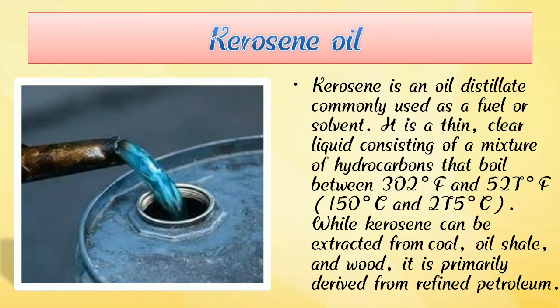Kerosene is an oil distillate commonly used as a fuel or a solvent, and it is a thin clear liquid consisting of a mixture of hydrocarbons that boil between 302 degrees Fahrenheit and 527 degrees Fahrenheit. While kerosene can be extracted from coal, oil shale and wood, it is primarily derived from refined petroleum.